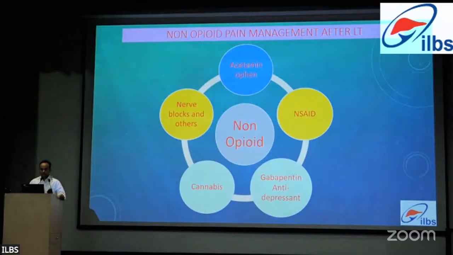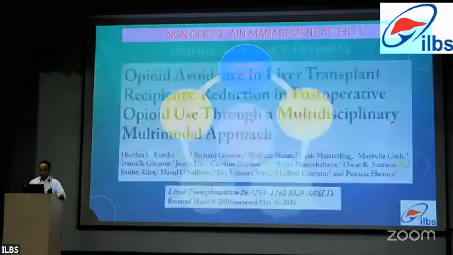One is the acetaminophen. We all know that we can use it up to a dose of 2 grams per day. Then NSAIDs, obviously, have to be avoided in these patients because of the risk of renal dysfunction and the bleeding risk. Gabapentin and antidepressants like the tricyclic antidepressants can be used safely in these patients. While the evidence on the cannabis is lacking, it should be avoided because of the risk of dependence on cannabis. And whenever possible, try to use the peripheral nerve blocks and other techniques like the acupuncture for the treatment of pain in the cirrhotic patients.